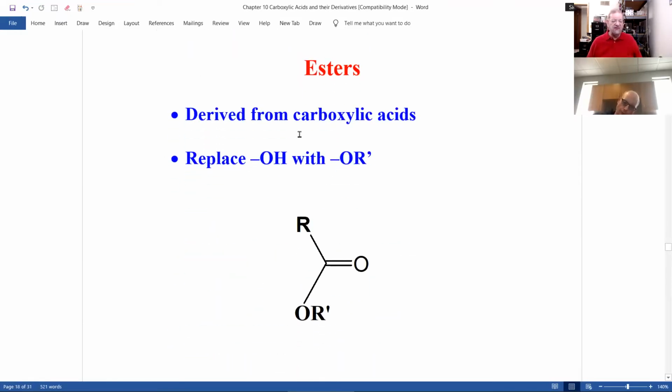So what is an ester? It's something derived, meaning made from a carboxylic acid. That's where you replace the hydroxyl group with OR prime. Remember, R and R prime are just like X and Y. They can be the same or different. They have carbons and hydrogens. And these are esters.